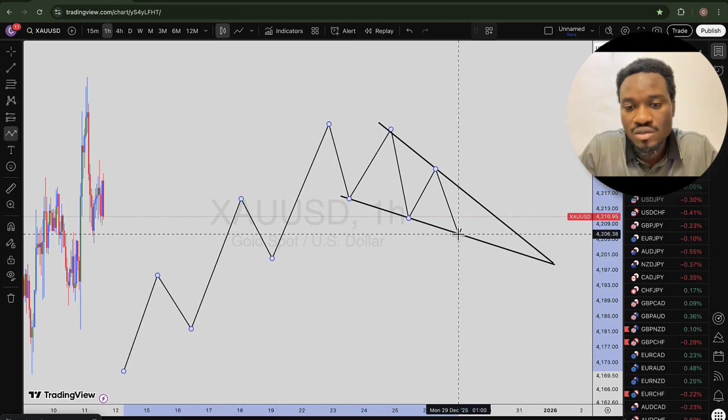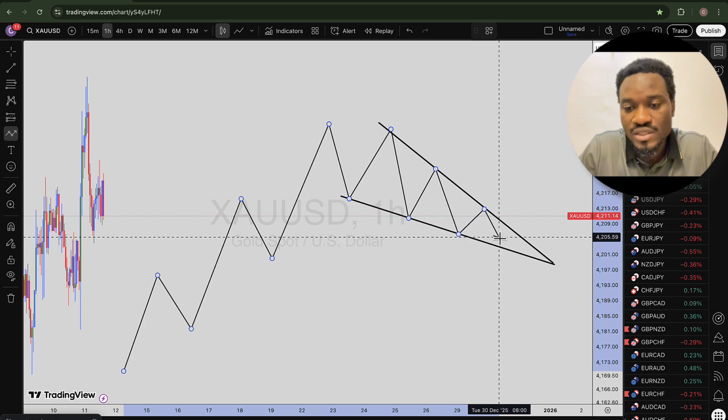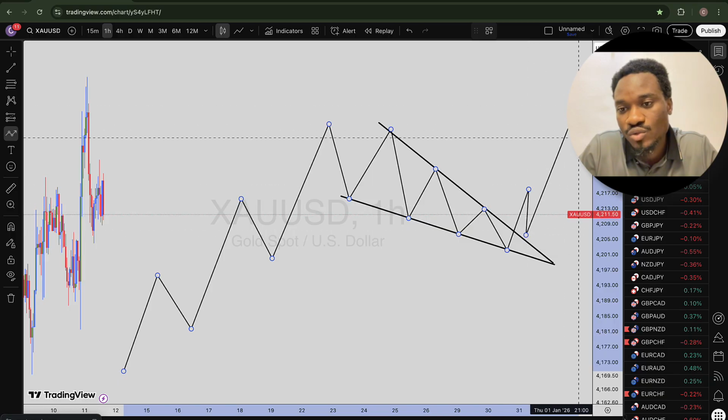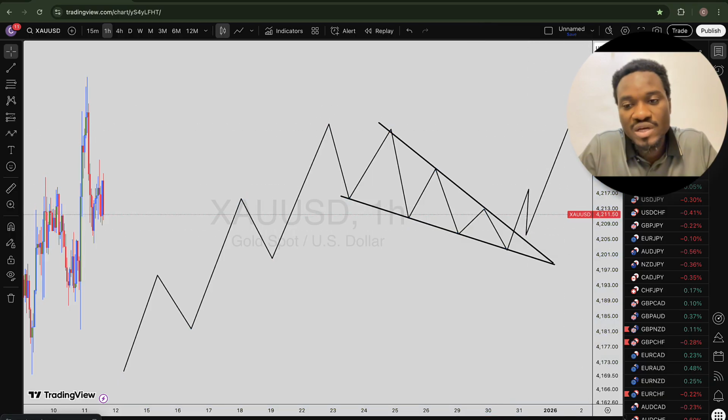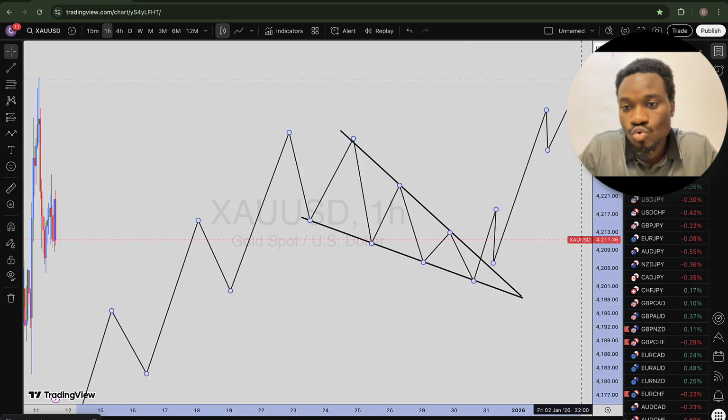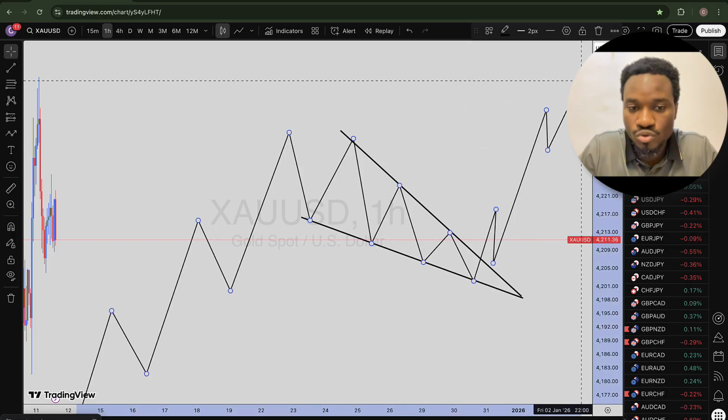You can see this. And then price does what? It breaks out. Then there's a higher tendency for price to continue the rally to the upside. So whenever you see this pattern, it shows you that the market is about to continue its bullish upward rally.